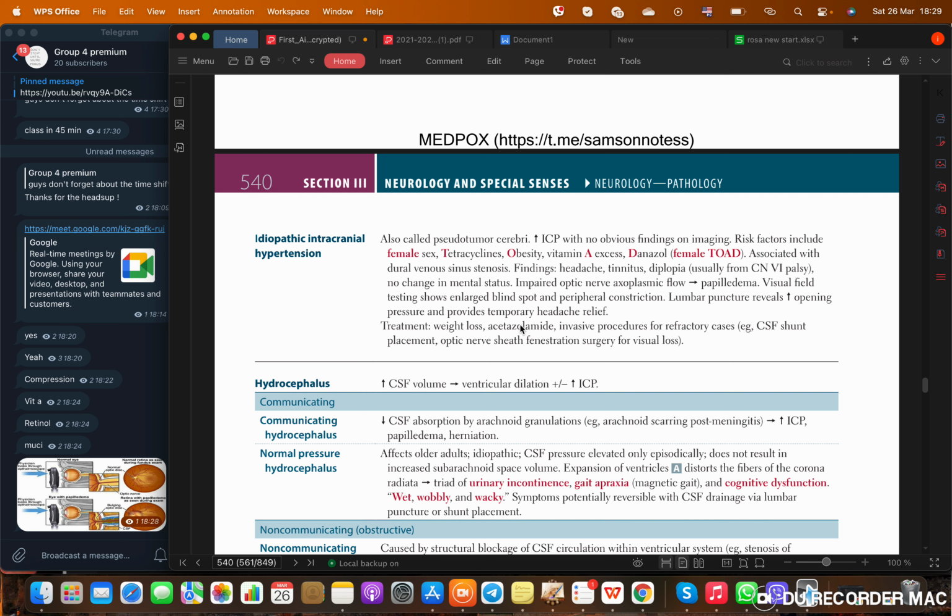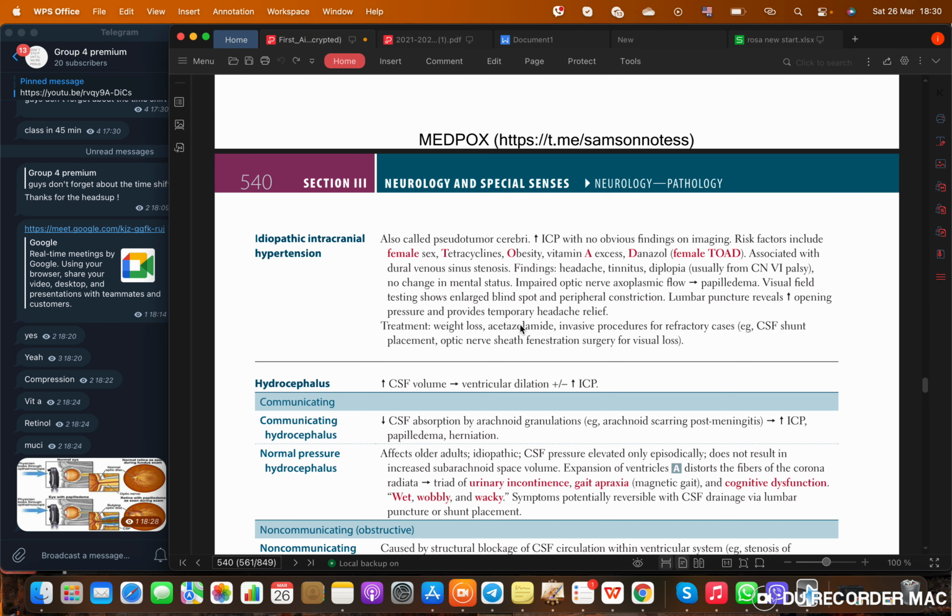That's why always, if you suspect any type of increased intracranial pressure, doesn't matter, tumor, pseudotumor cerebri, or anything, basically, aneurysm, do the CT scan before. After you do the CT scan, you can use acetazolamide and other diuretics to decrease the pressure a little bit, and after that you can do the LP, which is the lumbar puncture.